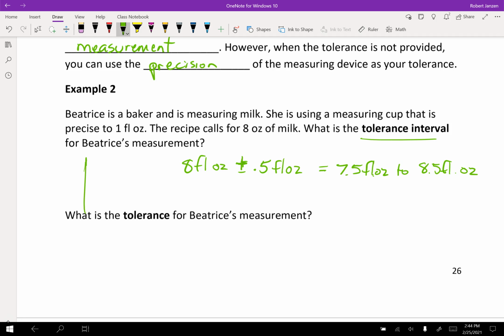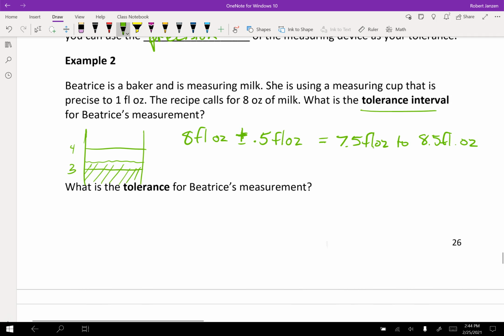If you looked at something a little bit closer, let's just say this is 3 and this is 4, and if the liquid was this far in the container, would you say that's 3 or would you say that's 4? Well, we can be out as much as half of that 1 unit. So that's why we say 0.5. What is the tolerance for Beatrice's measurement? The tolerance is the difference from the high to low. That's 1 fluid ounce.